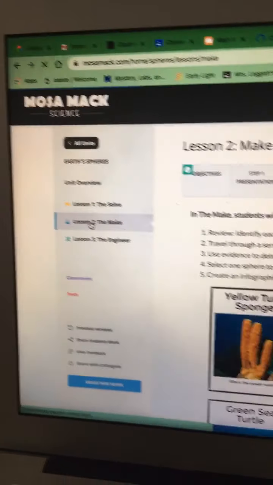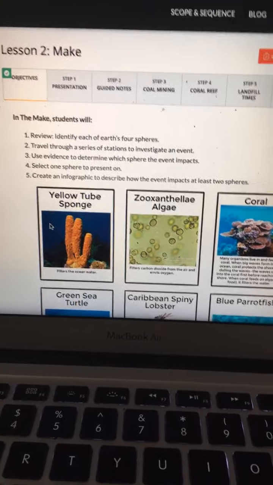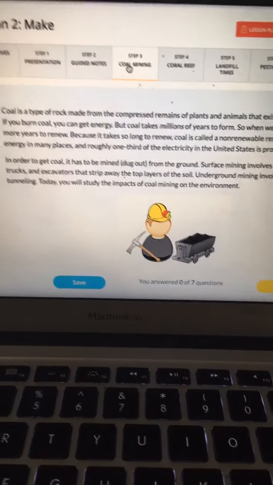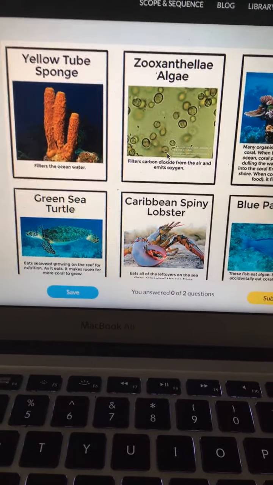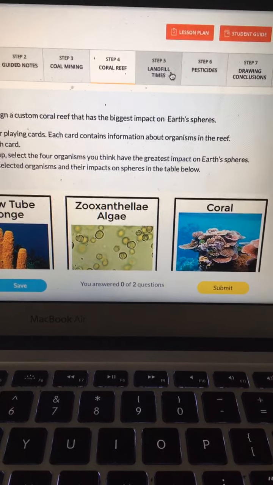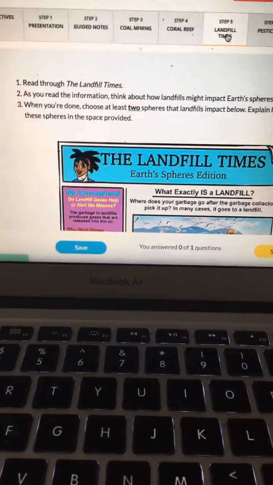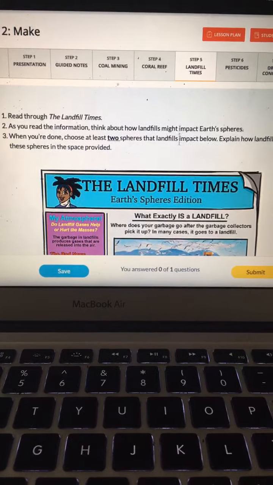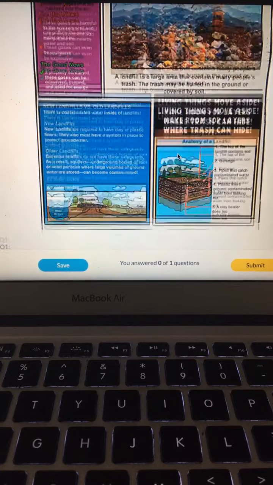Once you've clicked into the make, wherever that is in your account, see, we've already done the cookie coal mining. We already talked about coral reefs and which items are helpful for them. And we did pesticides. There's something called Landfill Times in here that I want you to find. I'm going to see if I can also attach it in the Google Classroom so you can read it there. But this is what it looks like. It's just a little newsletter article thing.